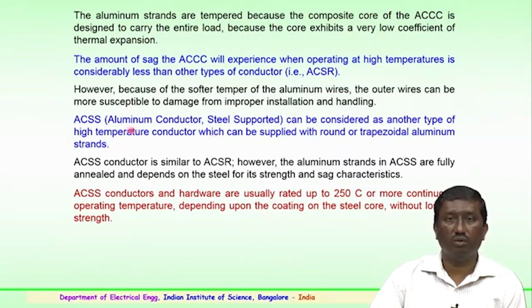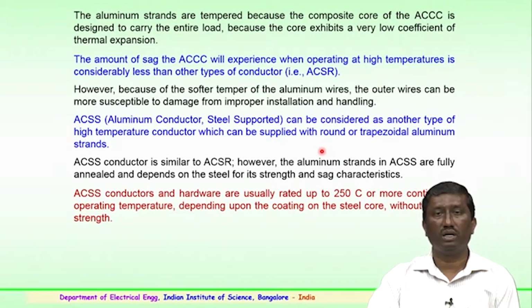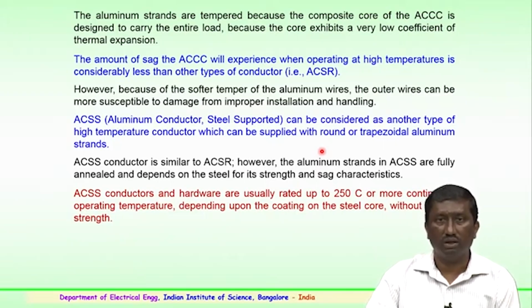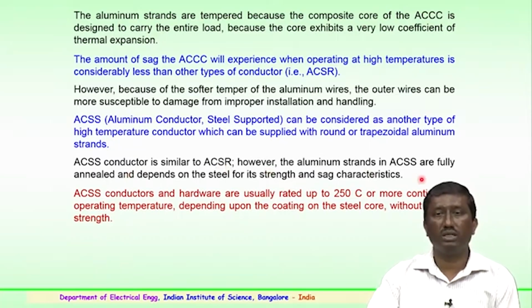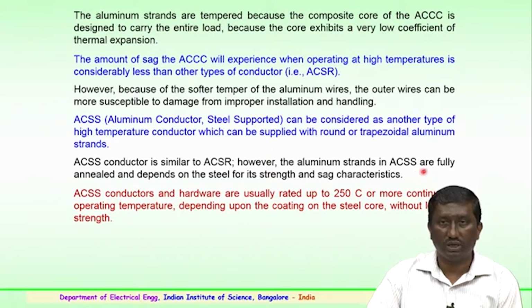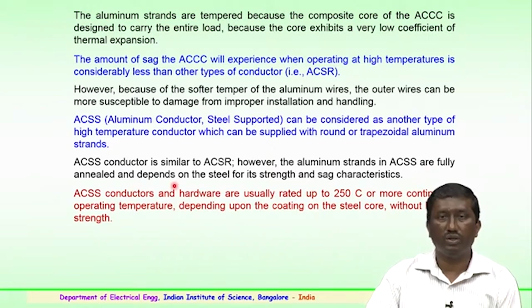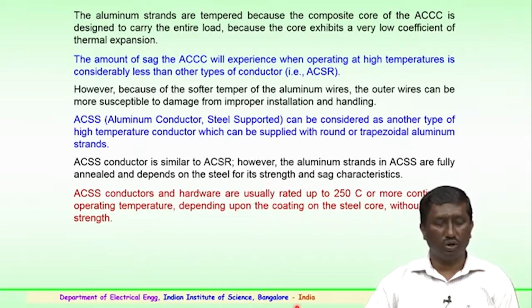Similarly, ACSS, aluminum conductor steel supported, could be considered as another type of high temperature conductor, which can be supplied with round or trapezoidal aluminum strands. This is again a high temperature, high current carrying conductor. The ACSS conductor is similar to ACSR. However, the aluminum strands in these high temperature conductors are fully annealed and depend on the steel for their strength and sag characteristics. That is a point to be noted.